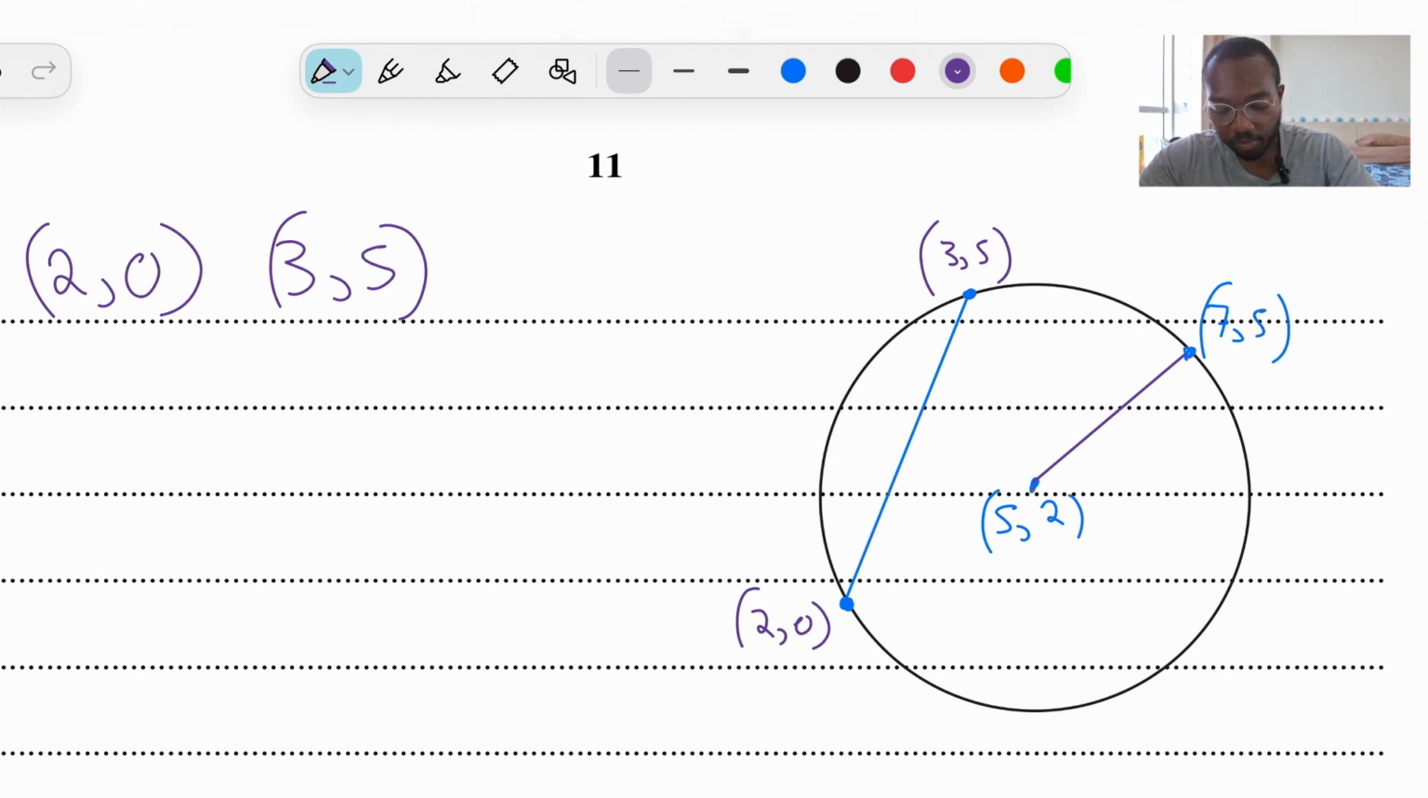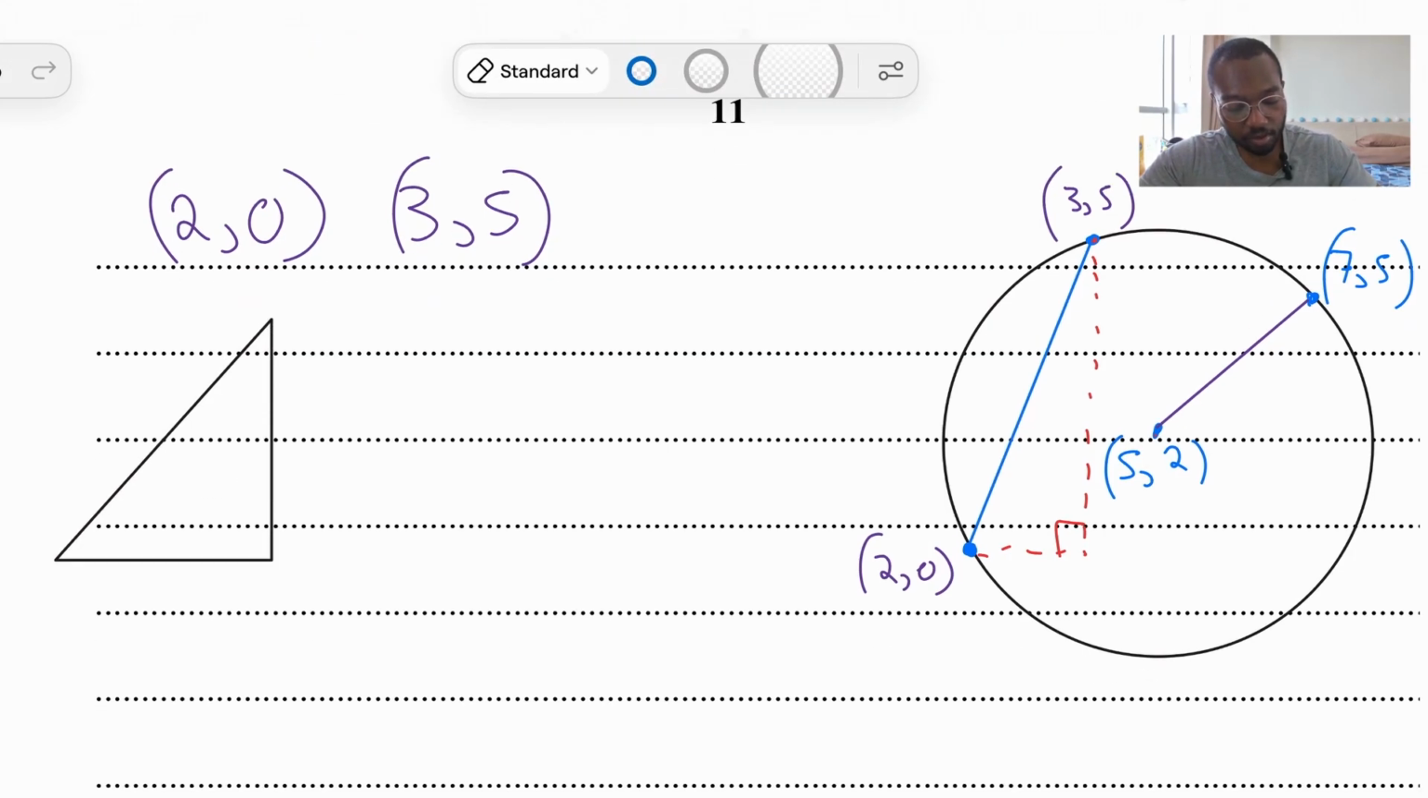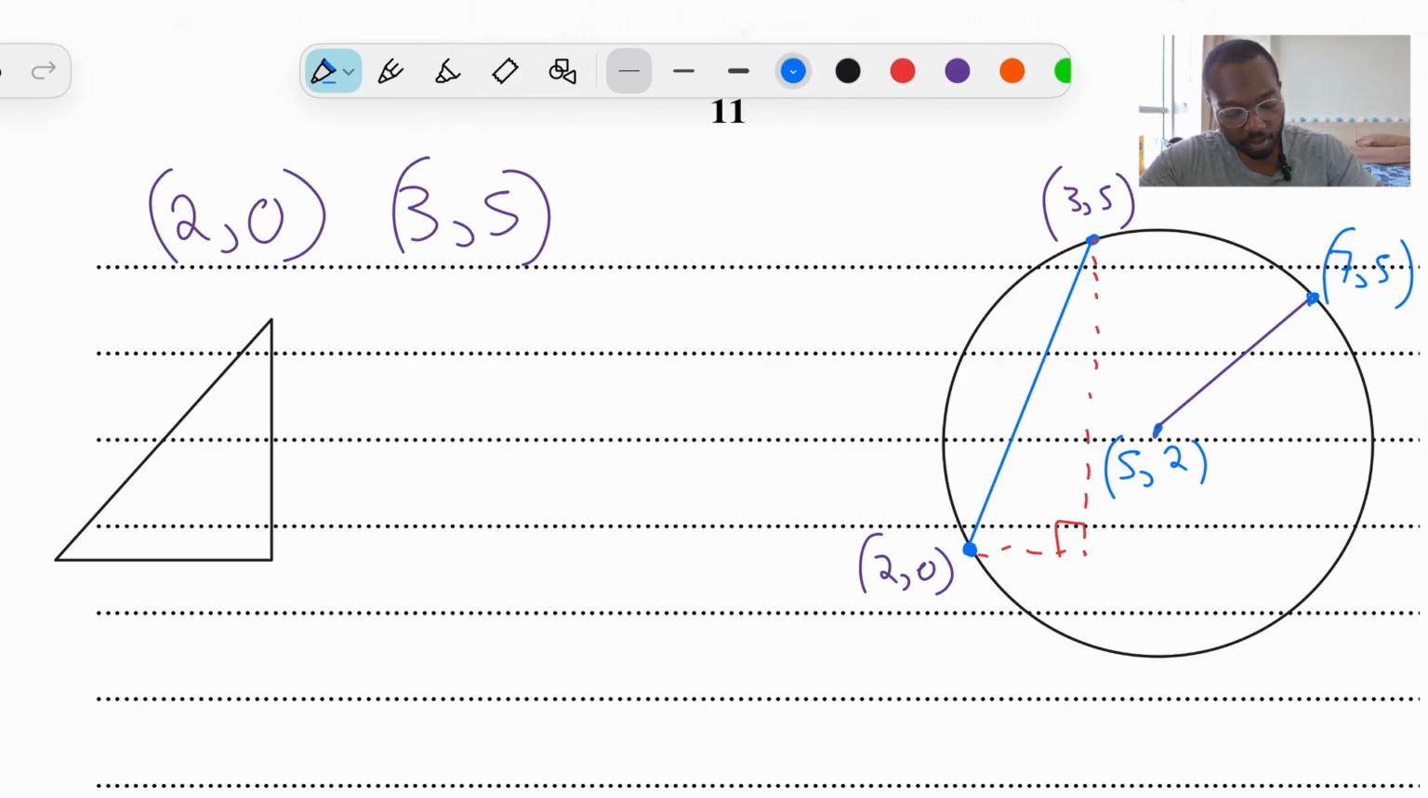And again, like in the previous question, the length is just Pythagoras' theorem. There's a right angle triangle here, and then we can figure out the length. So if I do that here, like this, then we have this right angle triangle here. It would have (2, 0) at this point here, and (3, 5) here.